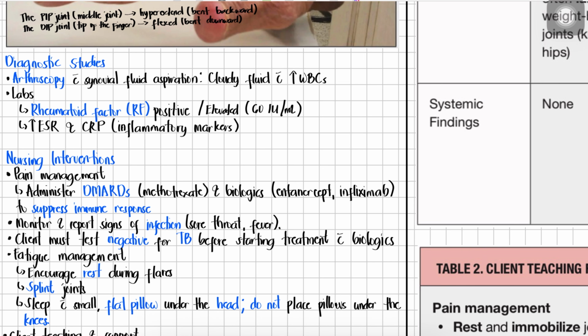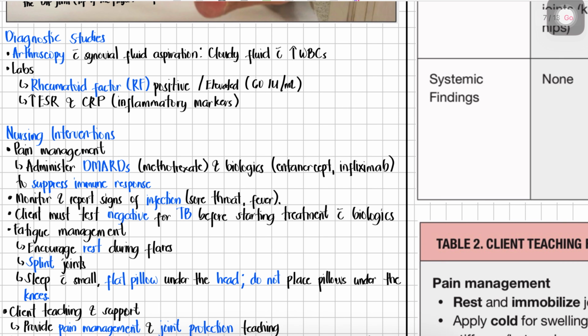What else, guys? Kapag mataas ang ESR and CRP ng patient natin, your ESR is the erythrocyte sedimentation rate, and your CRP stands for your C-reactive protein, and these two are inflammatory markers, so indicating that there is inflammation or infection na nangyayari dun sa synovial fluid or dun sa joint natin. So doon natin ma-diagnose na may rheumatoid arthritis yung patient natin.